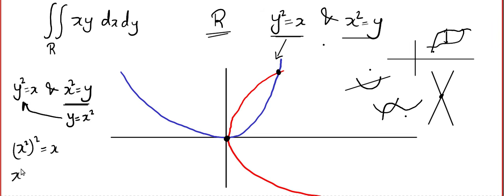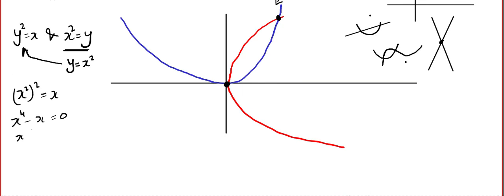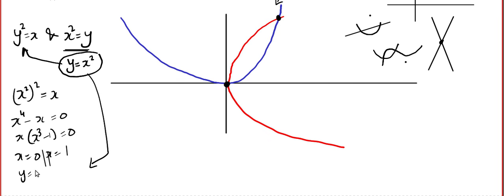Okay, now look at this. This gives me x power 4 minus x equal to 0. I take x common, so I end up with x into (x cube minus 1) equal to 0. That gives me x equal to 0 or x equal to 1. Now I want to find the value of y. When x equal to 0, y will be equal to 0. So that gives me the first point of intersection (0, 0). When x equal to 1, y is equal to 1 square, that is 1. So that gives me the second point of intersection.